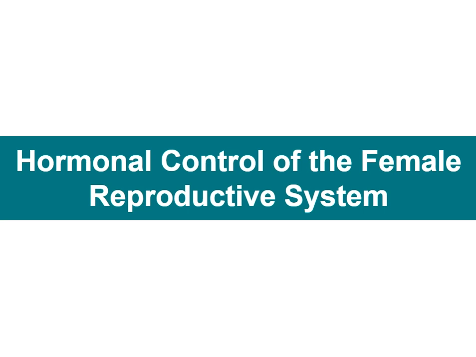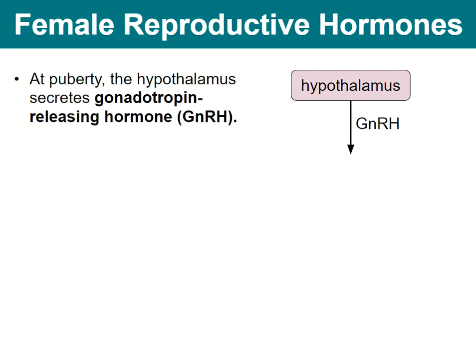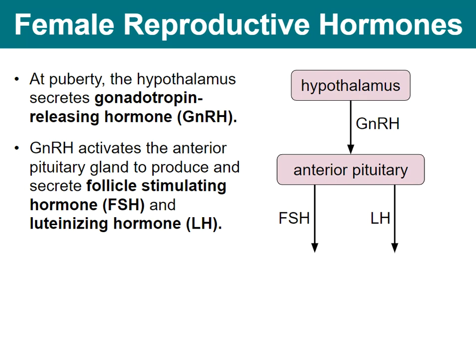In this video, we will be discussing the hormonal control of the female reproductive system. The hormonal control of the female system starts in a similar way to that of the male system, where the hypothalamus starts secreting gonadotropin-releasing hormone when the female reaches puberty. GnRH then activates the anterior pituitary gland to produce and secrete follicle-stimulating hormone, FSH, and luteinizing hormone, LH.